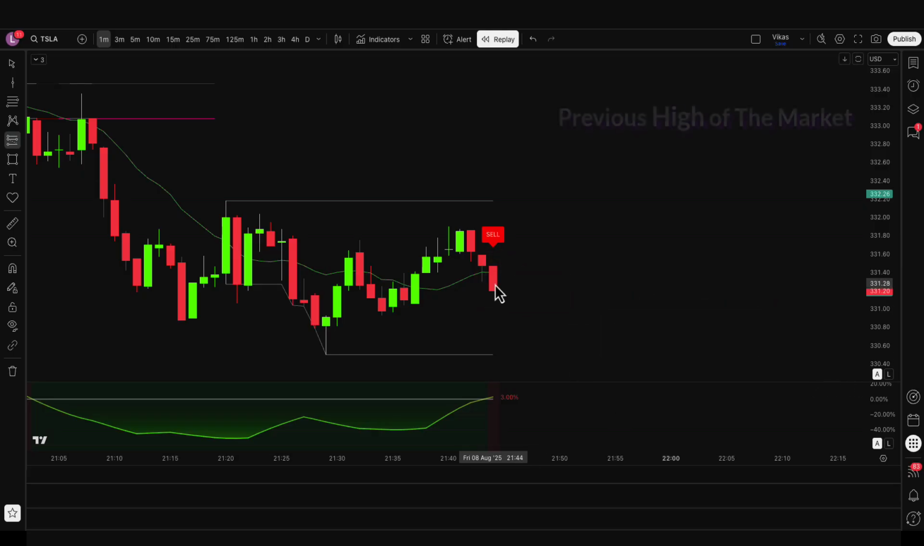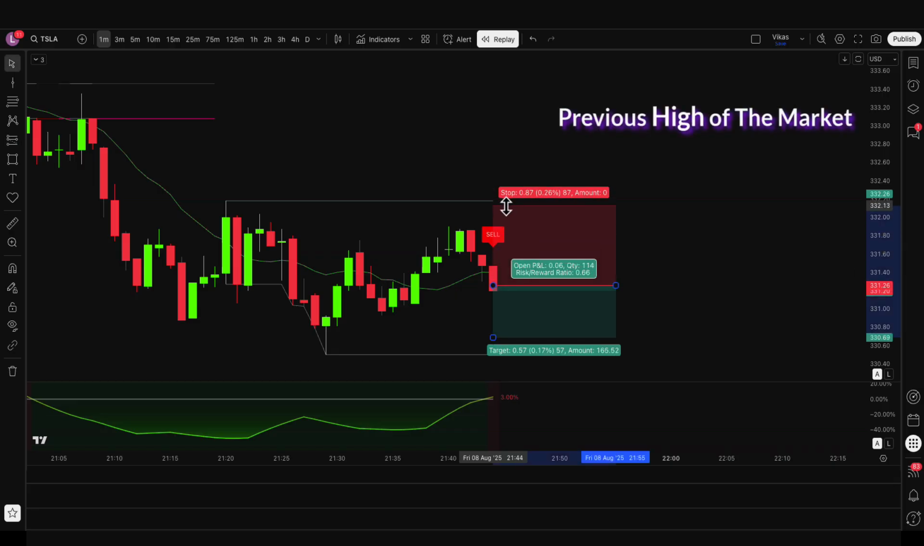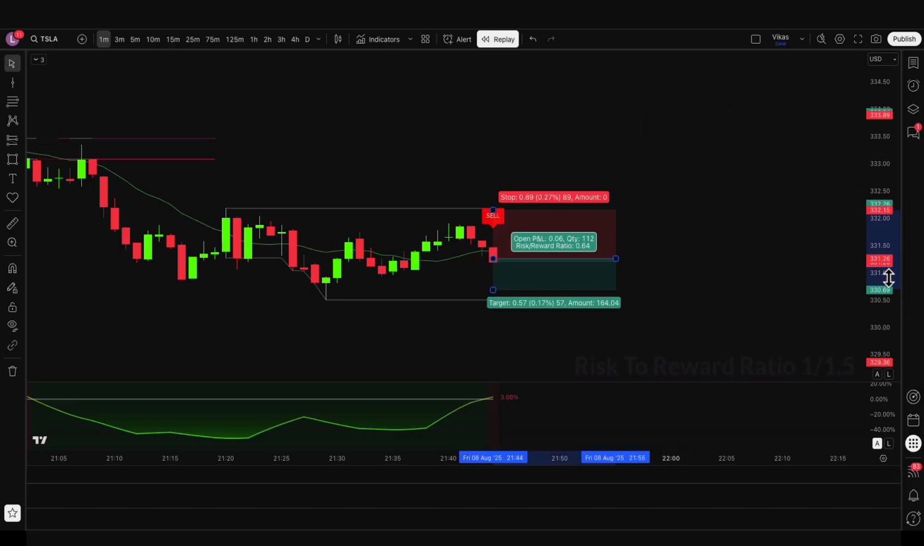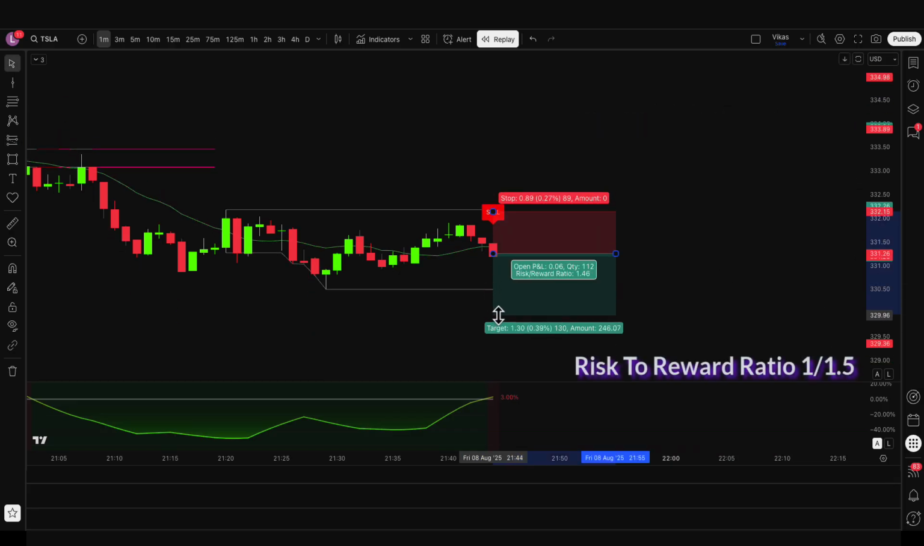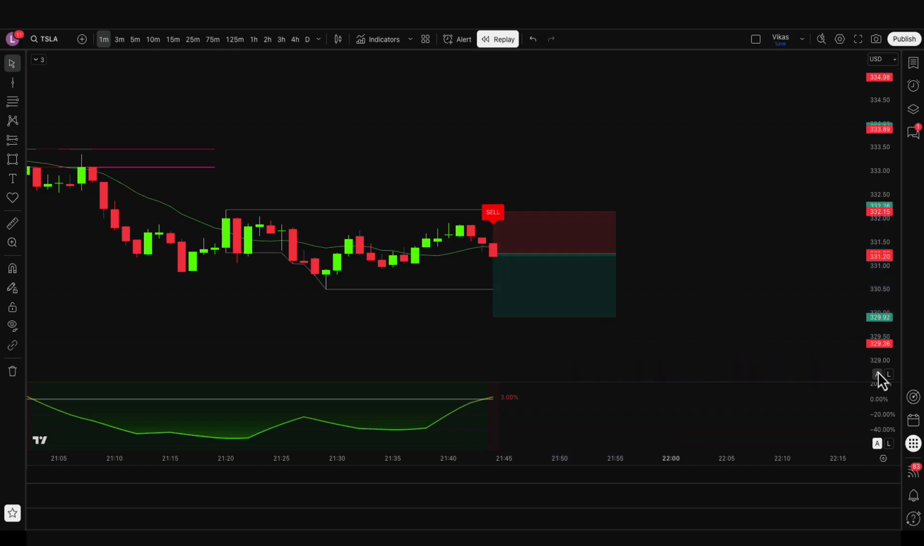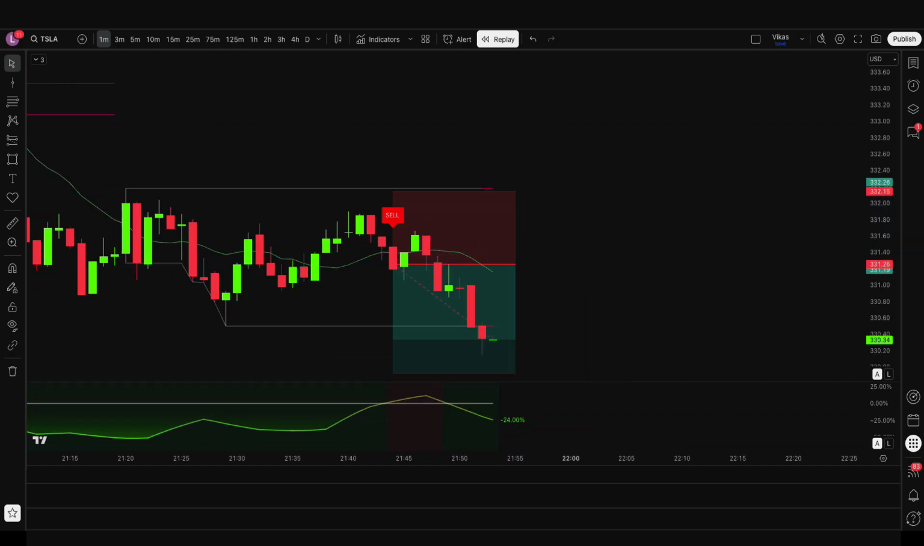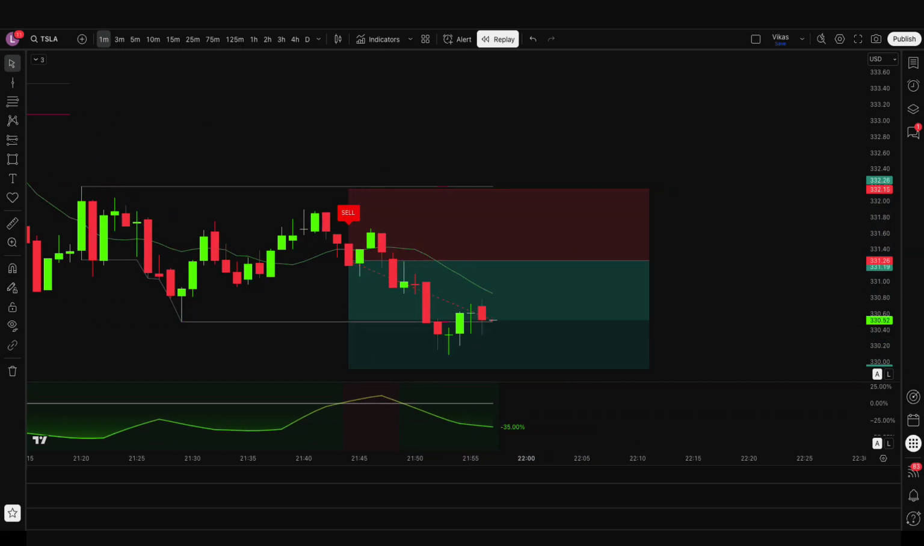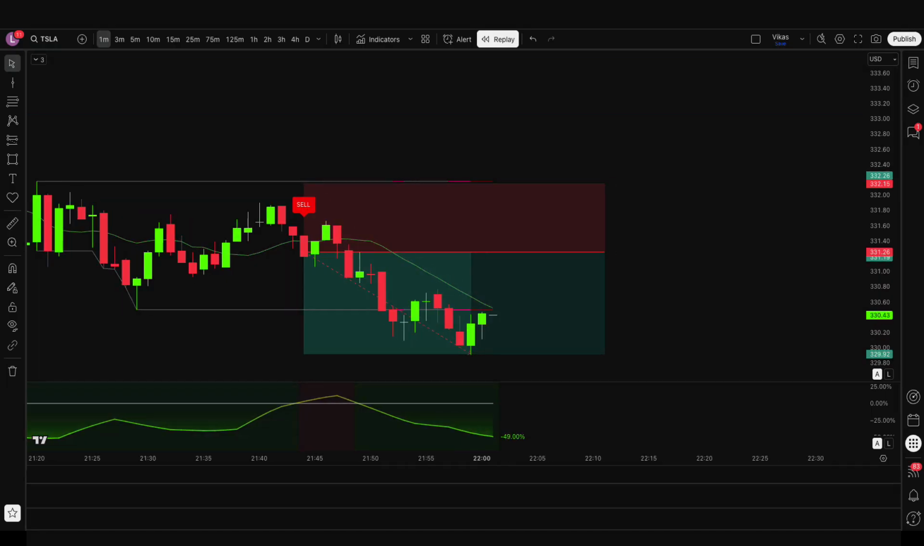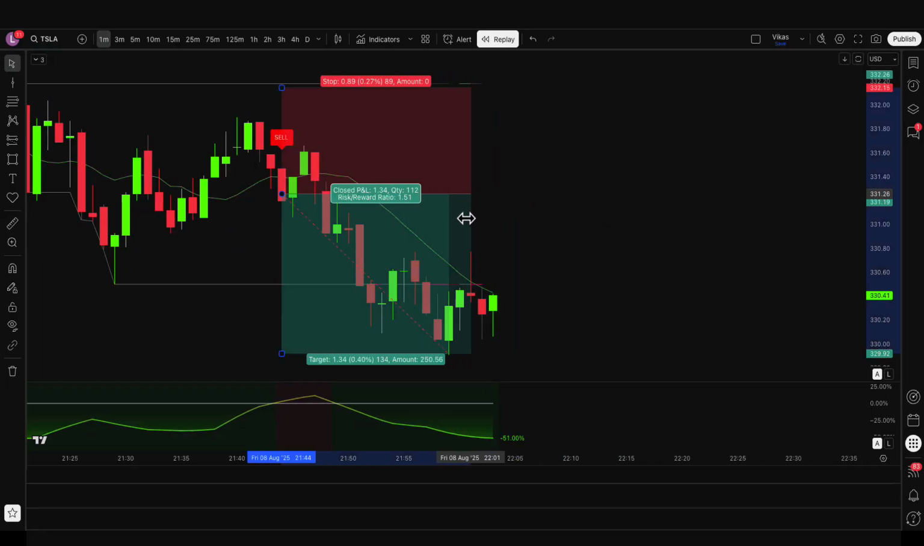Our stop loss is to be placed at the previous high of the market. And the risk to reward ratio will be 1:1.5. Let's see what happens to our trade. We have won this trade. Let's find the next trade.